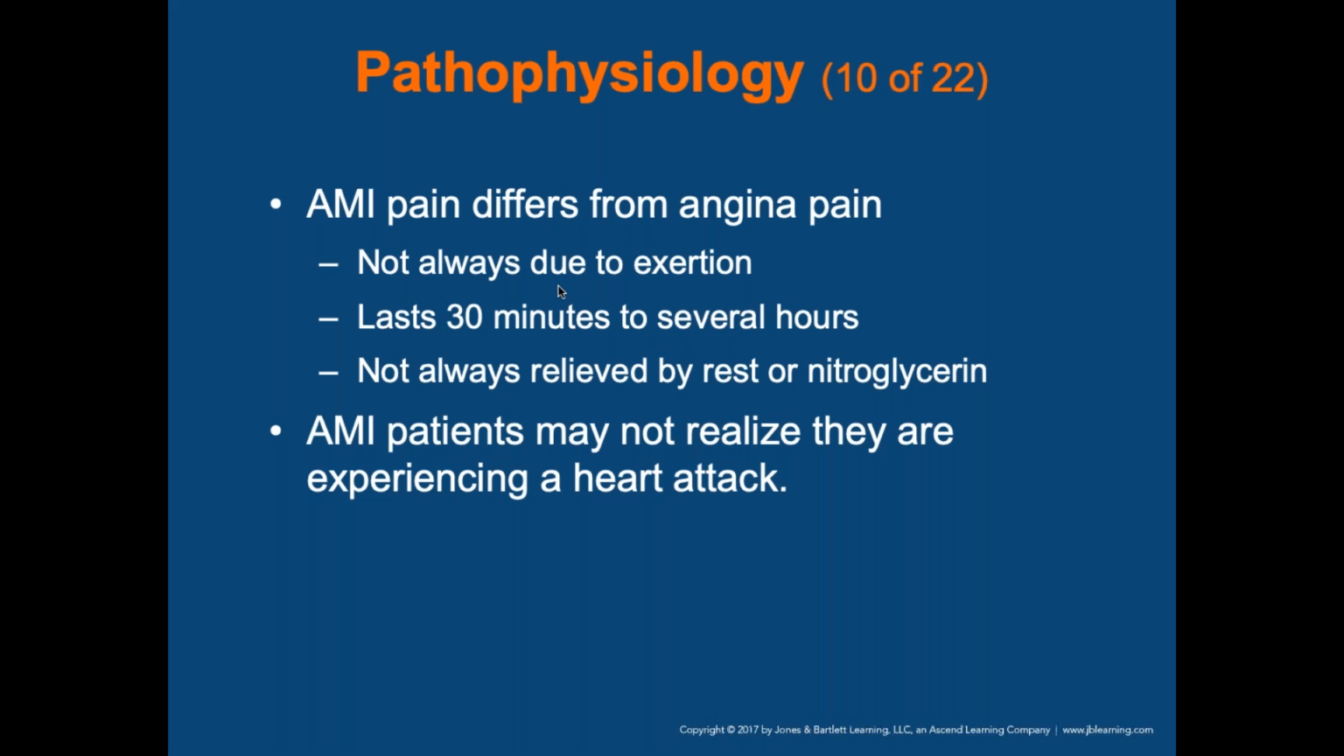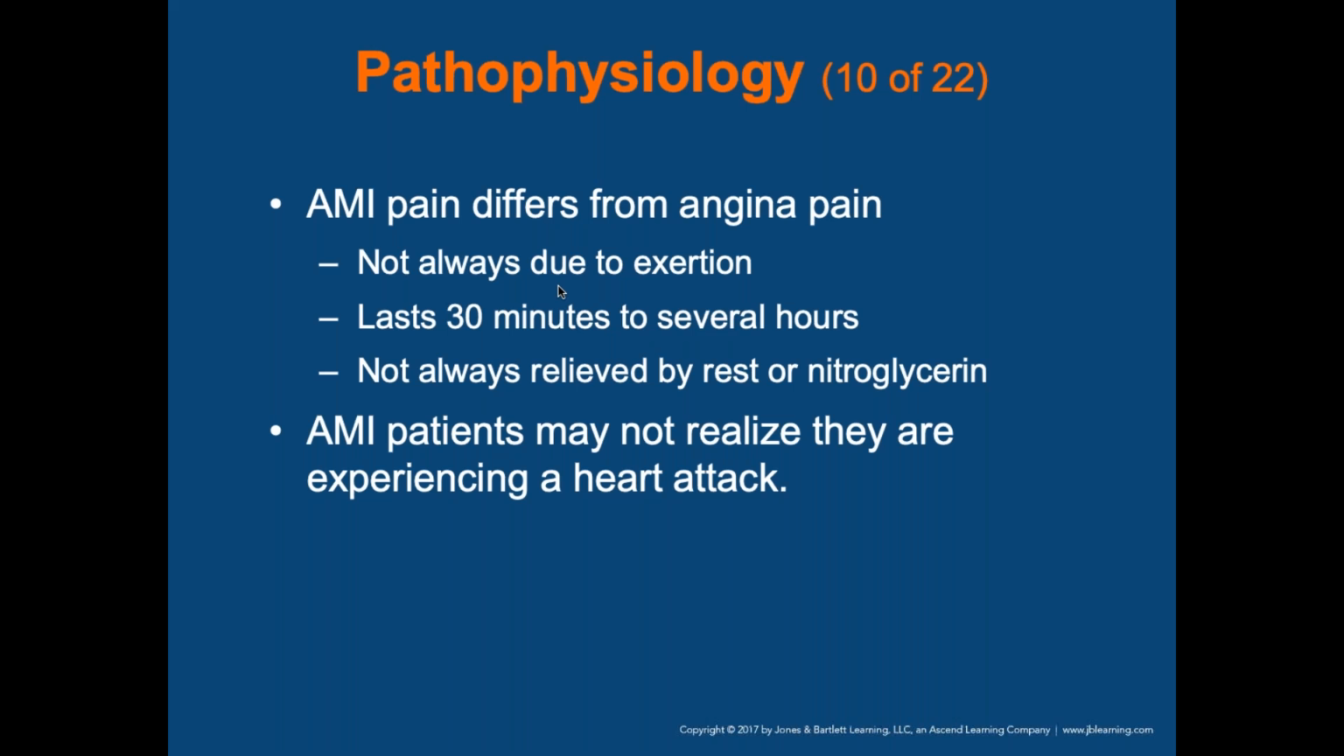Females present differently than males at times too. Females may just have shoulder pain, mid-back pain, or pain between the shoulder blades. Diabetics with neuropathy may only develop an upper epigastric pain, and that's all they're going to have. They could be having a heart attack. So again, look at the sex of the patient, look at their medical history, everything.